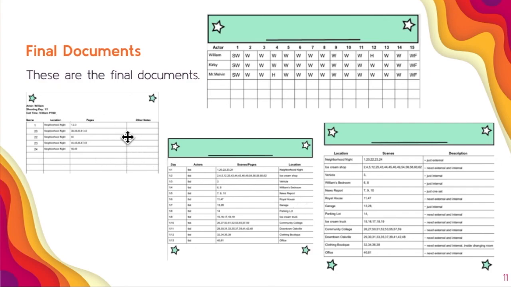And then this is the call sheet, and this is one of the main actors, William, so I just used him, and I put January 1st, so this is what he'd be shooting on January 1st, and I wrote down the scenes that they'd be shooting, the location, the page numbers, and then basically a space for any other notes.